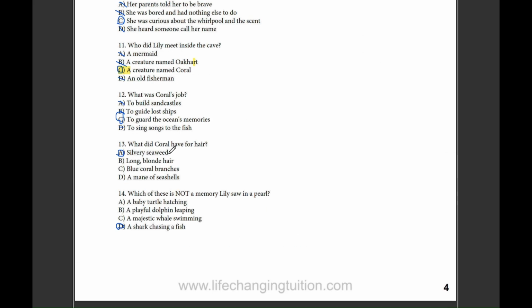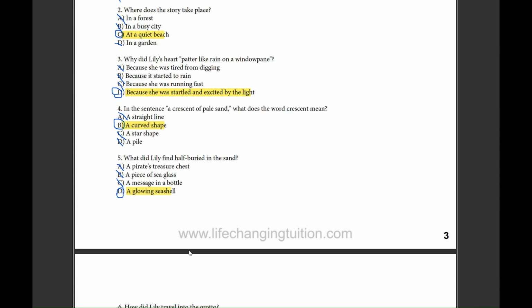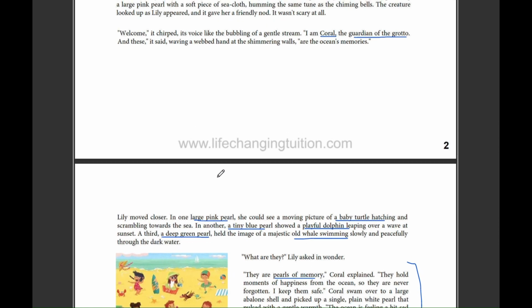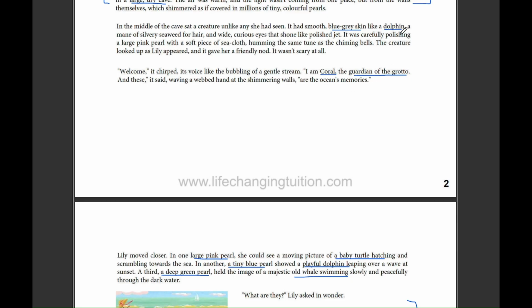Question 13. What did Coral have for hair? Choices. A. Silvery seaweed. B. Long blonde hair. C. Blue coral branches. D. A mane of seashells. Why not? B, D are not in the description. Answer. A. Silvery seaweed. Explanation. Coral has a mane of silvery seaweed.